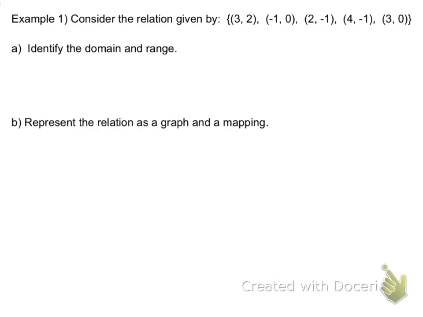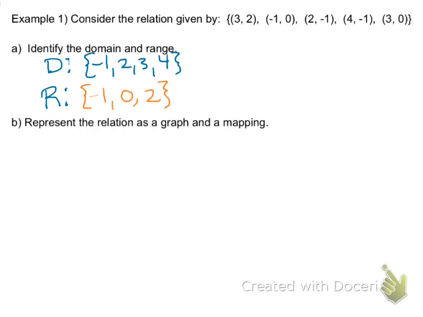So we're going to consider the relation given by this set of ordered pairs, and the first thing we need to do is to identify the domain. Well, again, the domain are all the x-coordinates, so if I look at the x-coordinates and list them in numeric order, I can see that my domain is -1, 2, 3, and 4. My range then is going to be my y-coordinates, which is -1, 0, and 2. And again, we're only listing those values each once.